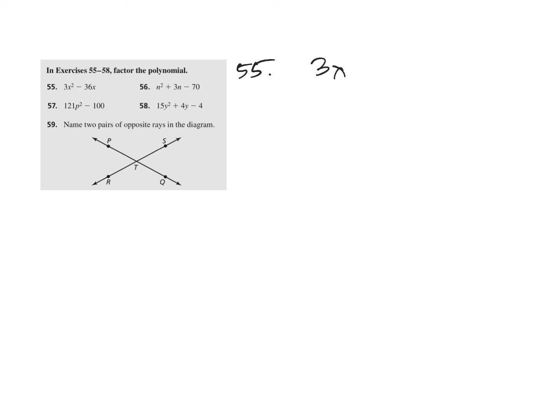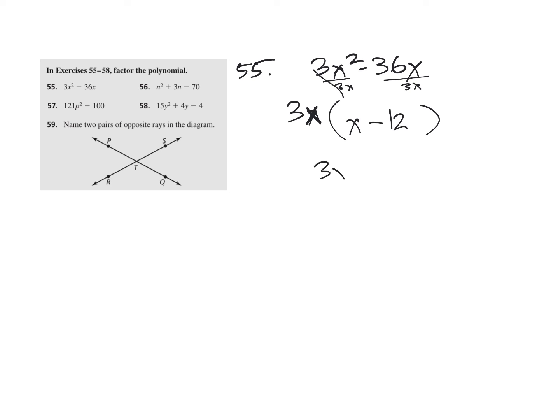Factor it. So 3x squared minus 36x. So what can we factor out of both of these? They're all divisible by 3, and they're all divisible by x. That's what factoring means, divide. So if I were to actually divide each of those by 3x, which is what you do when you factor, you get x to the first in the first spot, 12 in the second spot. So my answer is 3x times x minus 12.